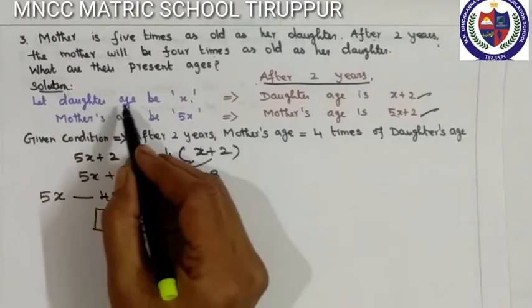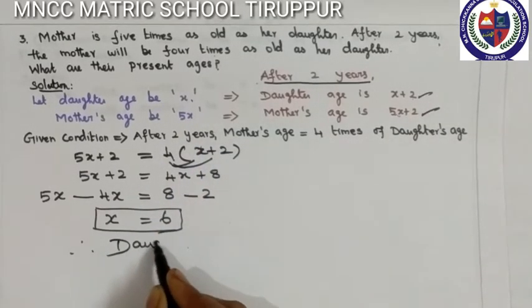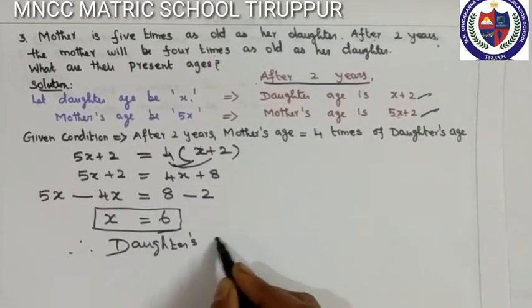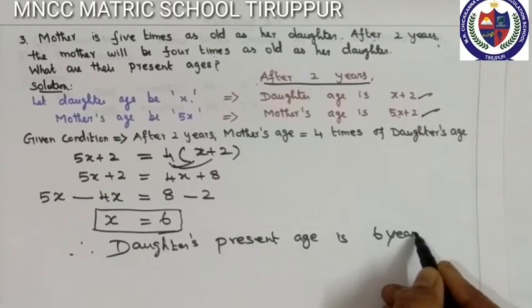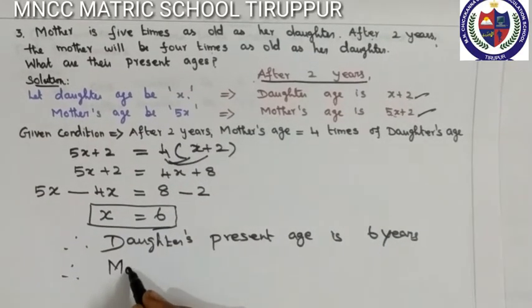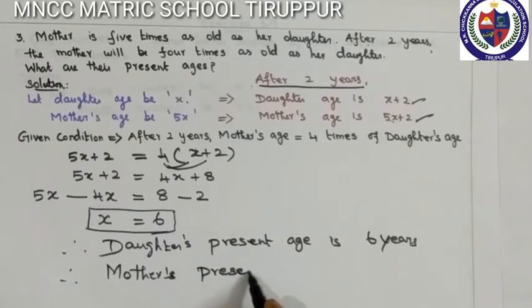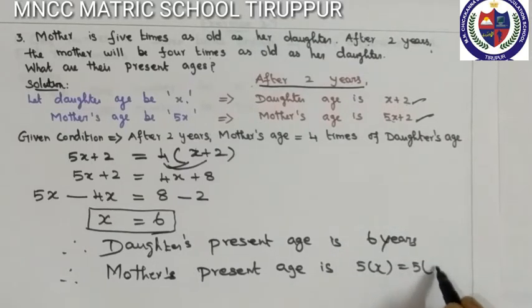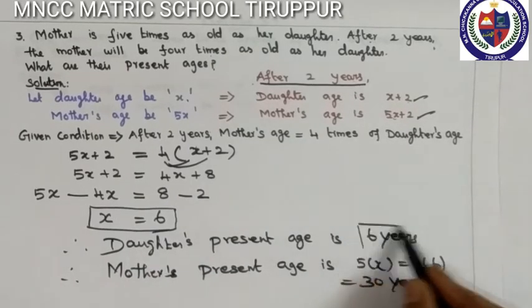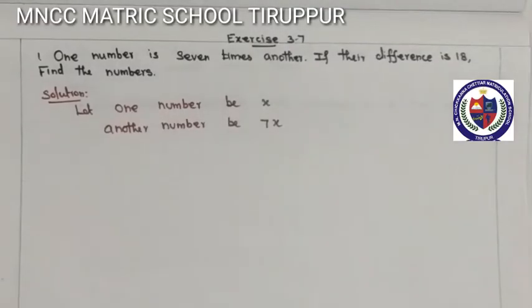What is x? Daughter's present age be x. So x equals 6. Now therefore your answer: daughter's present age is 6 years. Next, mother's present age is 5x, so you write 5 into 6. 5 sixes are 30. So 30 years. Daughter's present age is 6 years. Mother's present age is 30 years. This is your answer. Next, exercise sum.